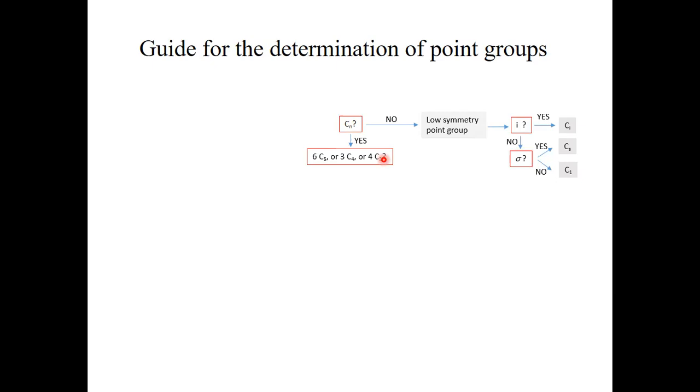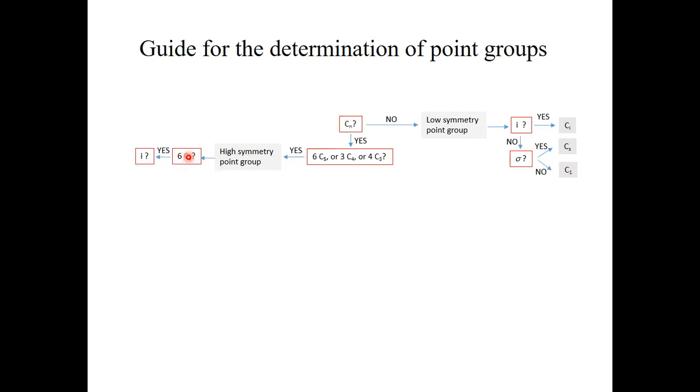Okay, so the icosahedral point groups have 6 C5, the octahedral point groups have 3 C4s, and the tetrahedral point groups have 4 C3s. So if the answer to this question is yes, then we know that we have a high symmetry point group molecule, and we now have to determine which high symmetry point group it is. In order to do this, we ask additional questions. The first question we can ask is, are there 6 C5 axes? If so, then that would be the property of an icosahedral point group.